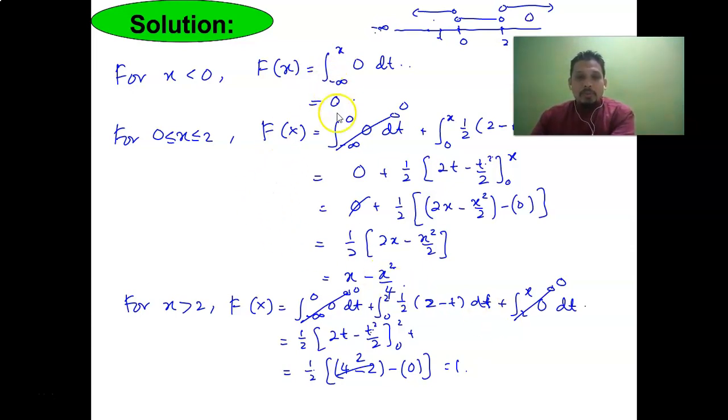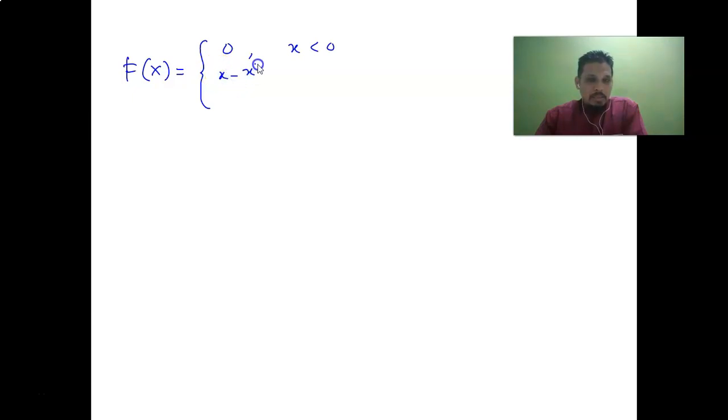Therefore, with all this solution, we come up with a conclusion of the cumulative distribution function equal to 0 for x less than 0, and then x minus x squared divided by 4 for x lying in between 0 until 2, and then 1 for x greater than 2. Okay, question B.